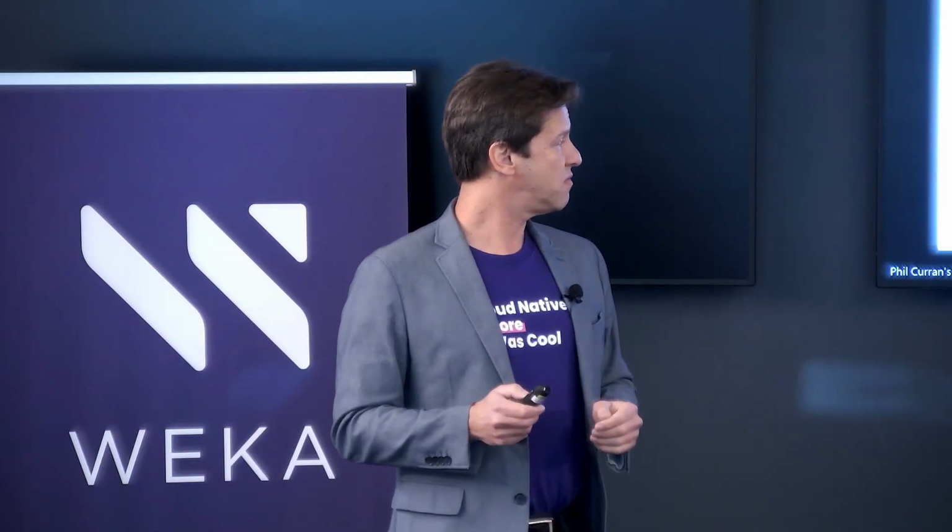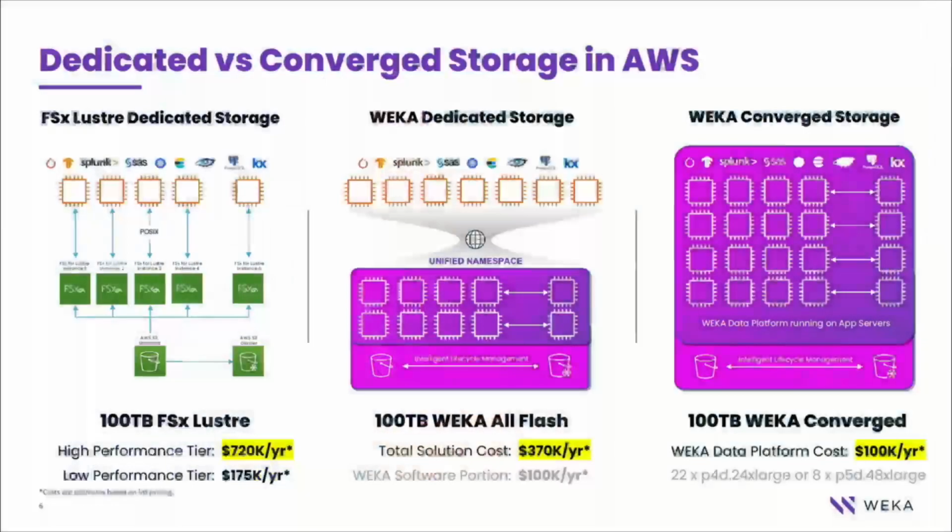Now, a little bit of comparison on economics. If I look at the AWS offerings, from my point of view, if you want to run an HPC workload, or an AI/ML workload, or performance-intensive workloads, these are more or less the offerings that you have. You have FSx for Lustre, which is the native offering, a good offering. It's Lustre, so it's very good at throughput. Other things, not so much, but it's okay. You have WEKA in dedicated mode, and you have WEKA in converged mode, as we say.